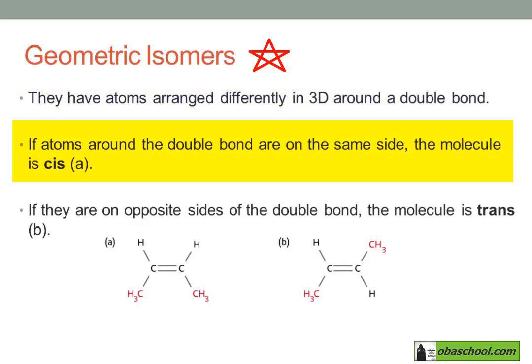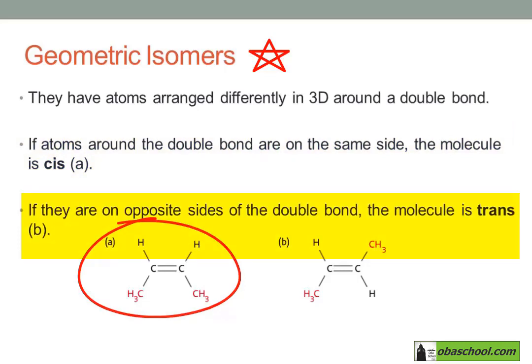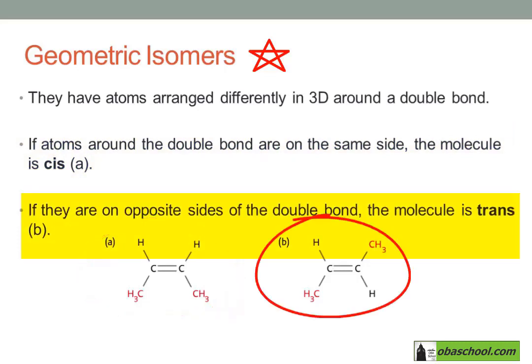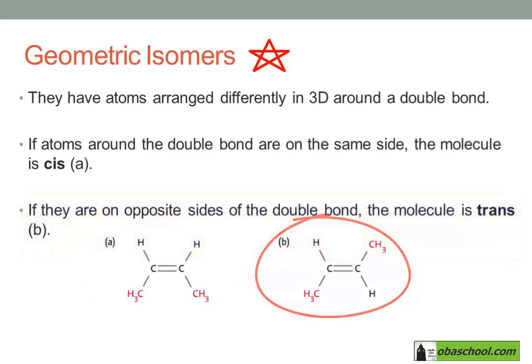If atoms around the double bond are on the same side, the molecule is cis, like here in A. If they are on opposite sides of the double bond, the molecule is trans, like here in B. An easy hint is to connect the atoms that are similar around the double bond. If they are cis, they will make the shape of an E. If they are trans, they will make the shape of a Z.